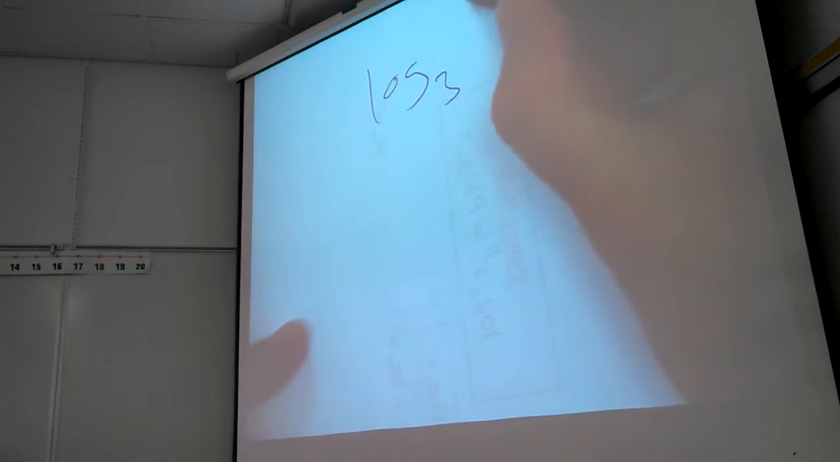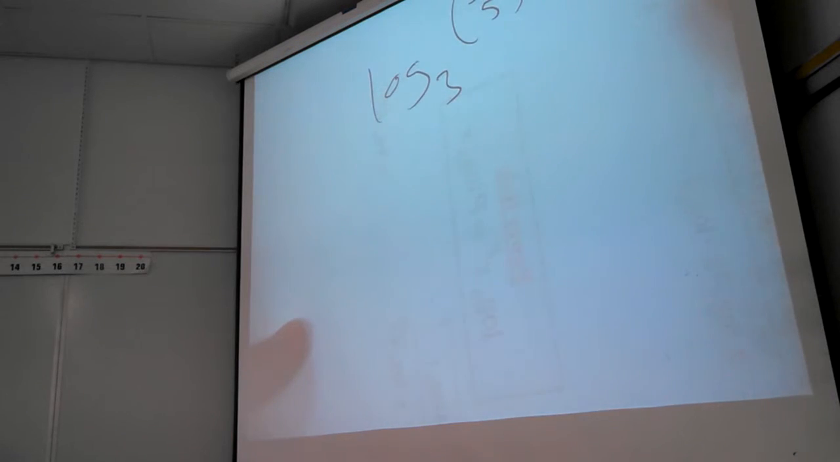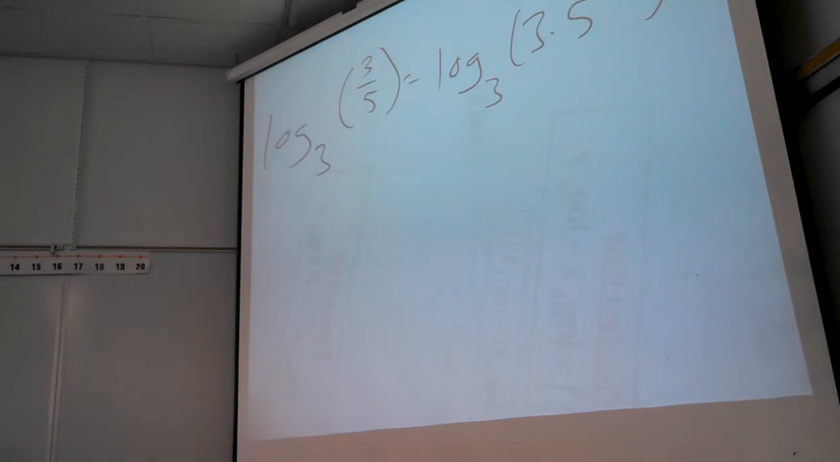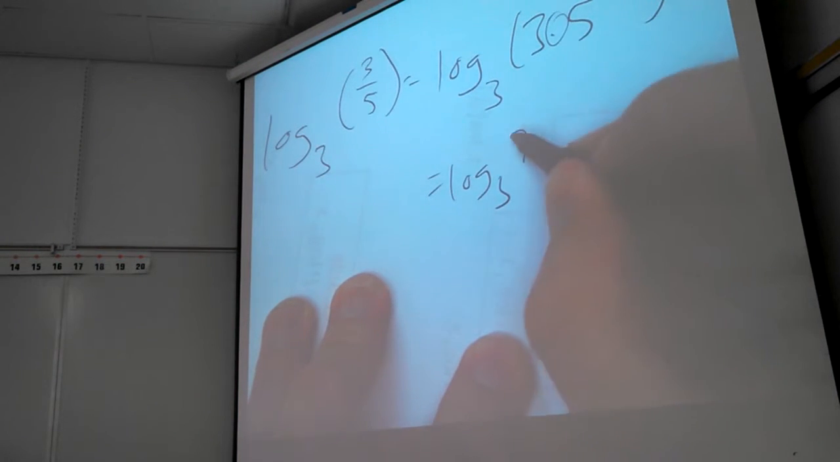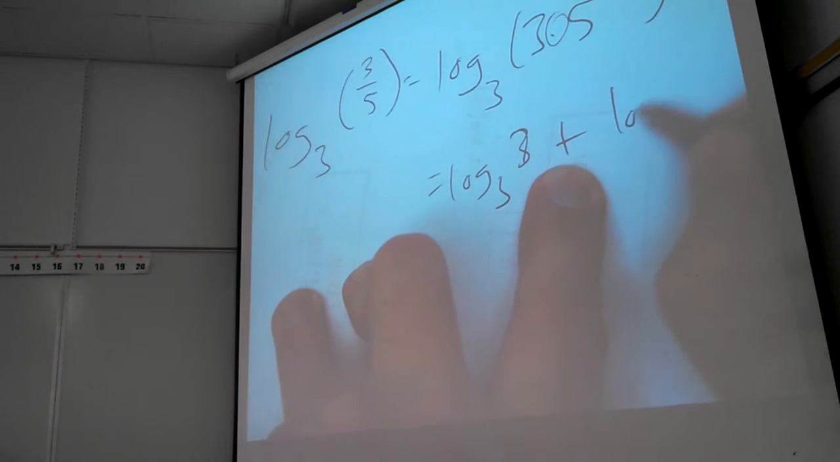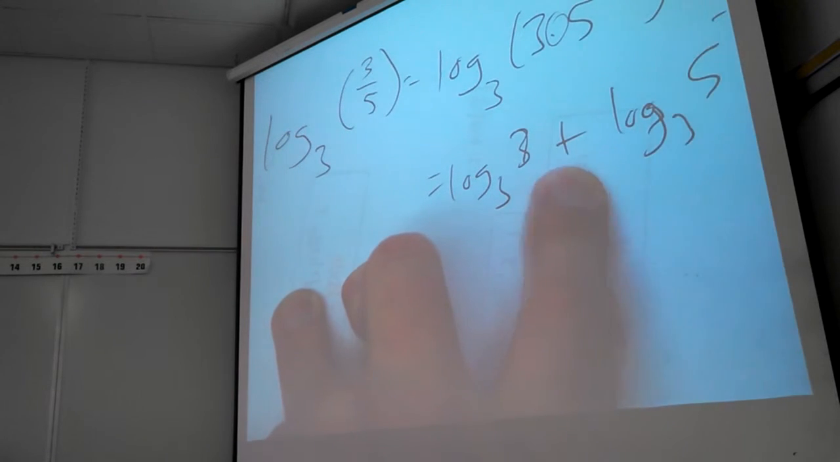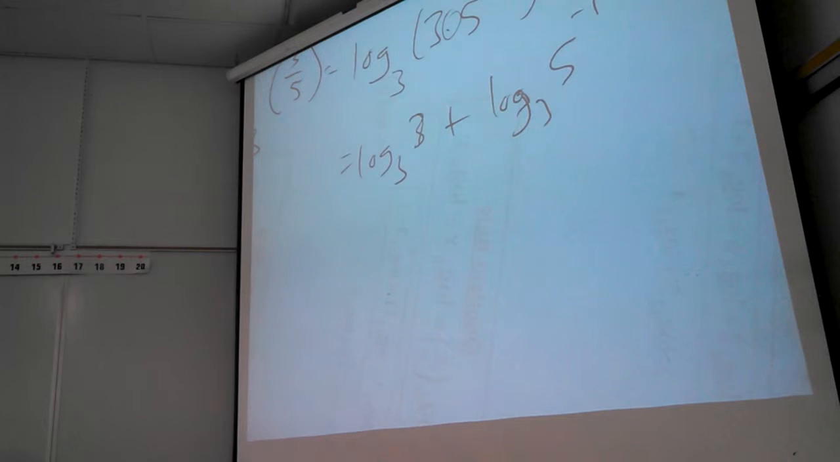Don't even write this. If I had this, couldn't I write this as log base 3 of 3 times 5 to the negative 1? Do you guys see that? Yes. 5 to the negative 1 would put the 5 on the bottom, wouldn't it? Just go with me. You don't have to ever do this, right? And what do I do when I multiply two things with logs? Log base 3 of 3 plus log base 3 of 5 to the negative 1, right? Because when I multiply things inside, I can make it the sum of the logs.